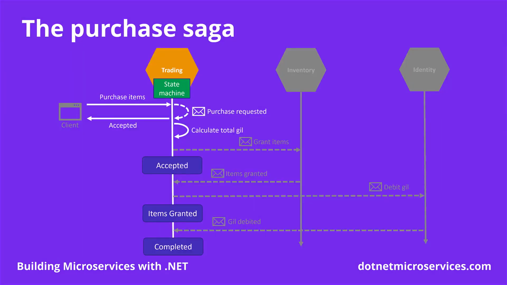Just to recap, in the previous module, you prepared the existing microservices to take part in the purchase saga. In this module, you will build a new trading microservice whose main responsibility is to drive the purchase saga by using a MassTransit state machine. Let's get started.